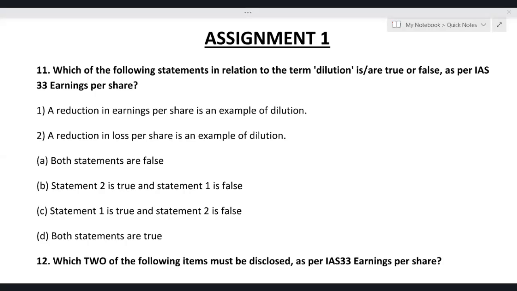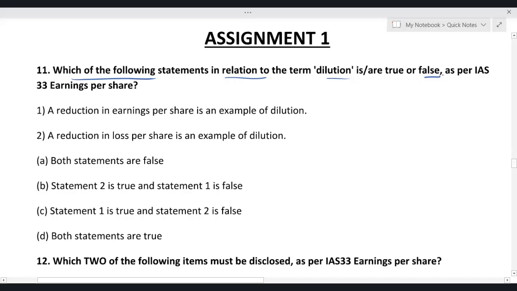Okay, let's just start assignment one, or you can say test one, whatever you say. So number one is, which of the following statements in relation to the term dilution? Dilution means reduction. Reduce, that is dilution, the meaning of dilution.